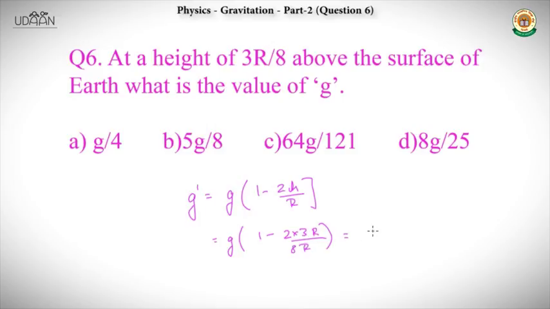So this comes out to be g/4. This thing will get cancelled off over here. 4 minus 3, 1, g/4. So the correct option is A. But this is the incorrect option.